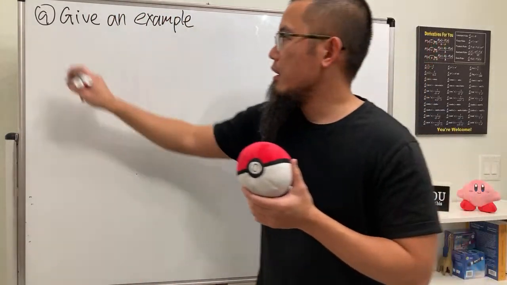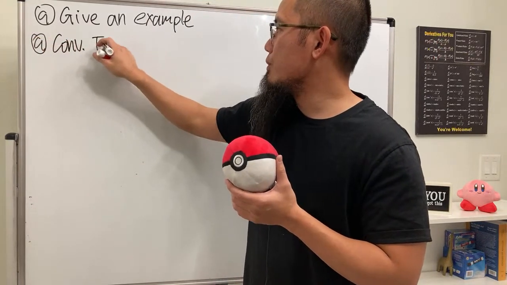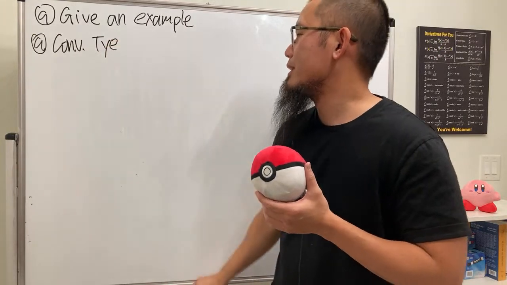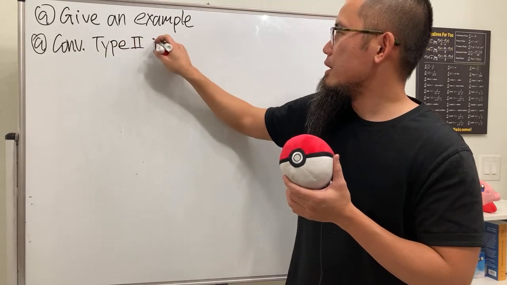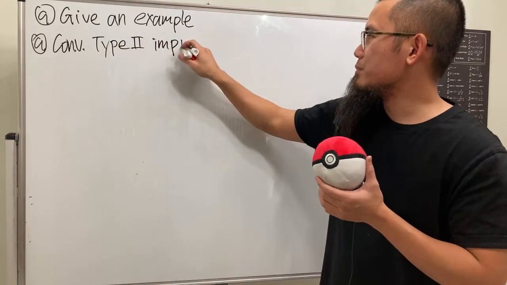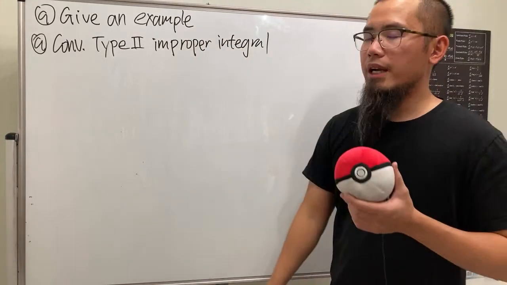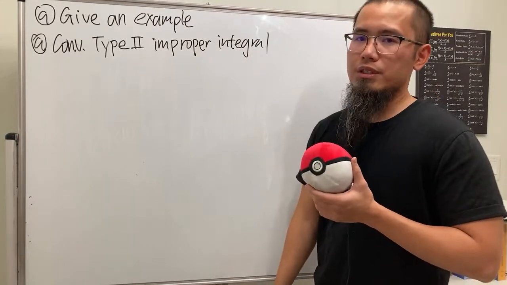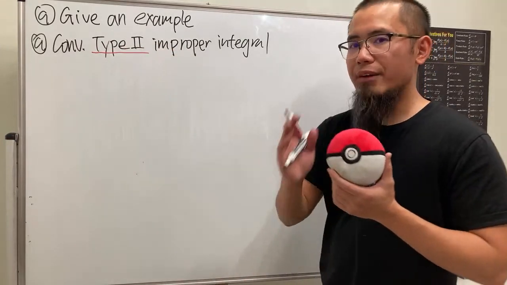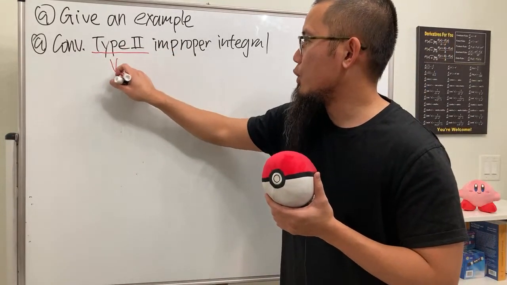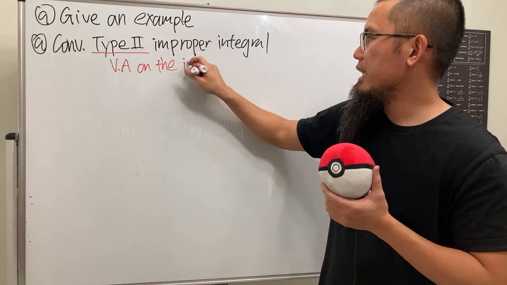Give an example. The first part, I want a convergent type 2 improper integral. Let me spell it out, improper integral. All right, so let's focus on this one right here first. Anybody would like to give me an example? And for type 2, this means that we have to have a vertical asymptote. So I'll just write this down for you guys. We have to have a vertical asymptote on the interval that we are integrating on.